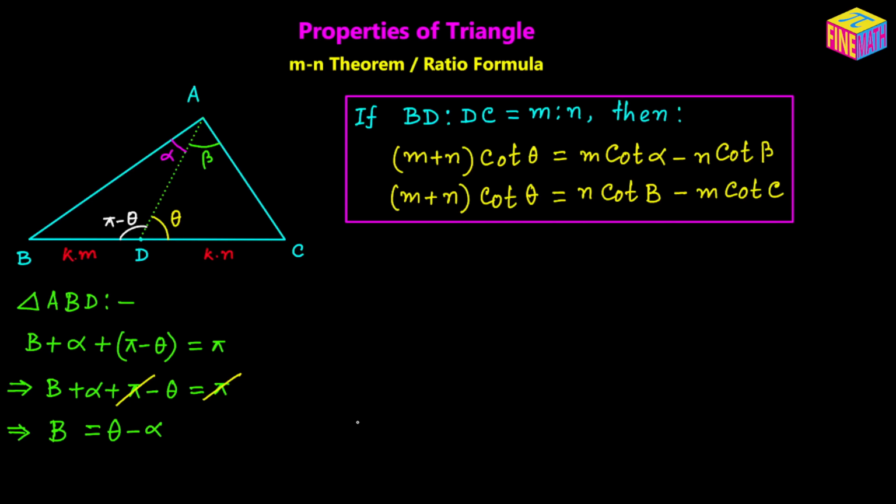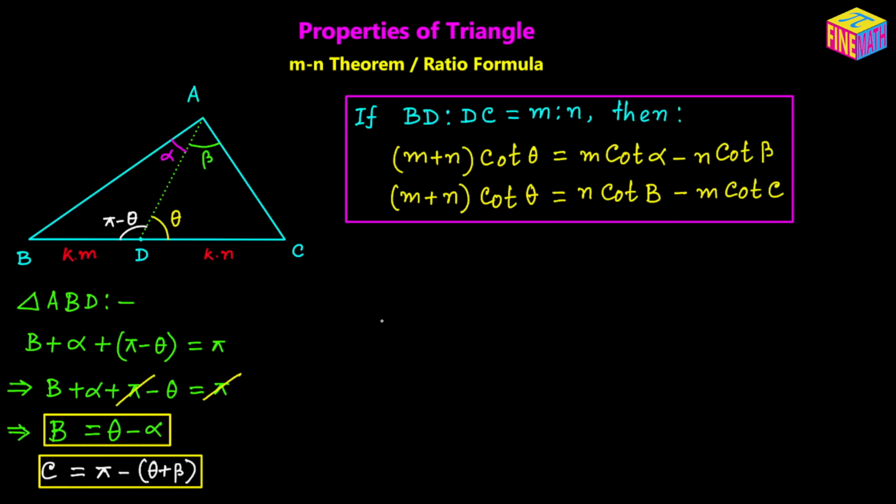Also, if you think about theta, theta is actually the exterior angle for the triangle ABD, and it will be equal to the sum of the two farthest interior angles, which are alpha and B. So theta is essentially B plus alpha, and then B can be written as theta minus alpha. And what about C? Well, C can be written as pi minus theta plus beta, because angle C plus theta plus beta is equal to pi radian. So C can be expressed in terms of theta and beta as pi minus theta plus beta.